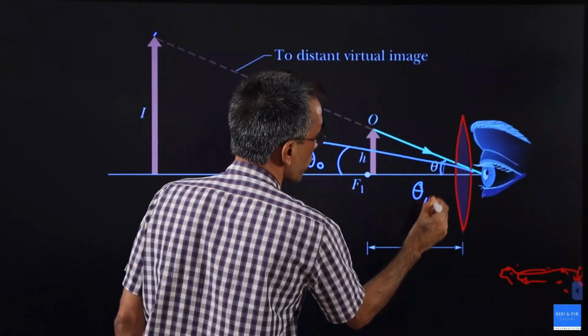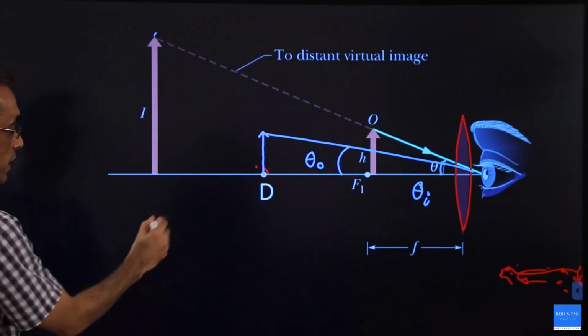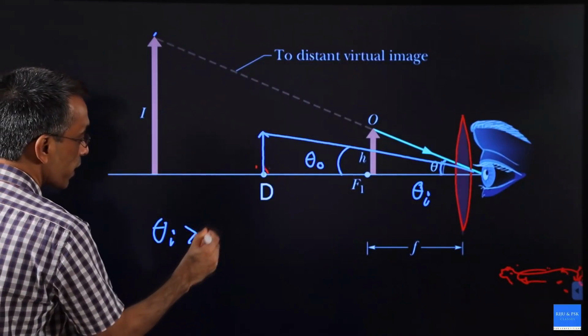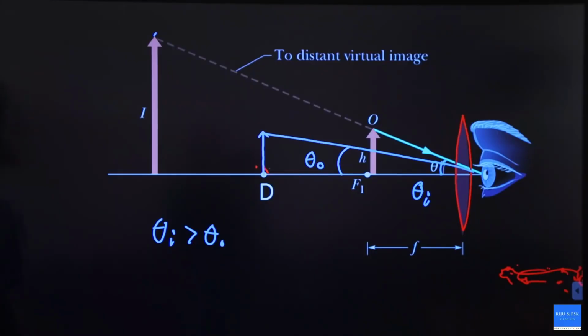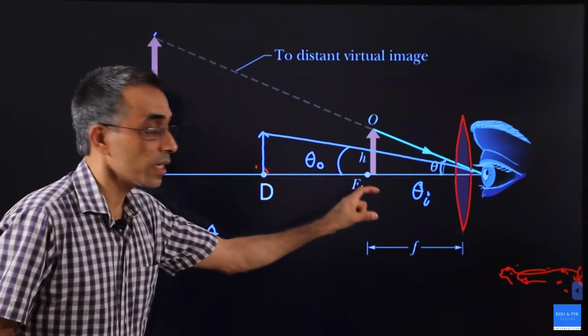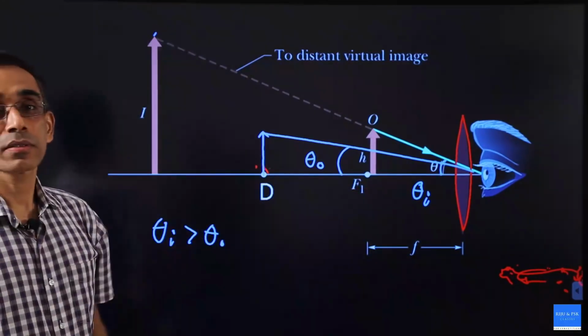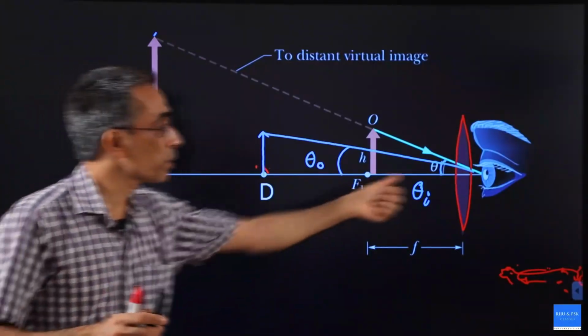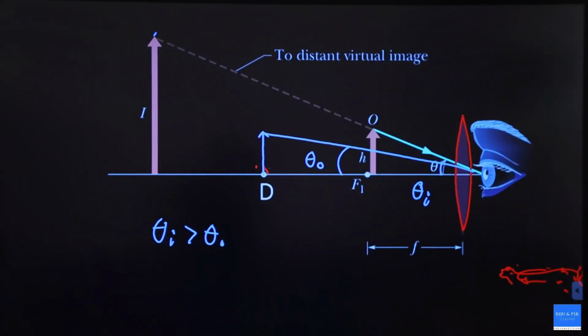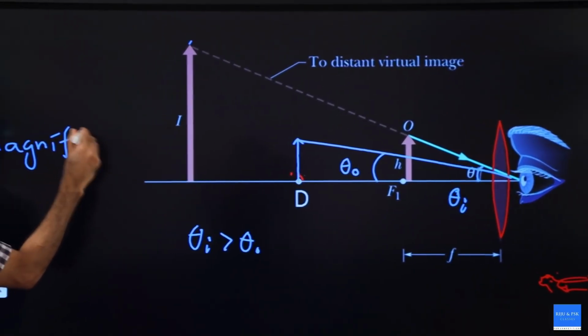Let me call it theta of the image, and we can see theta of the image is greater than theta of the object. So what will happen? The small object here will appear as a large object, magnified. That is why a simple microscope is also called a magnifying glass.